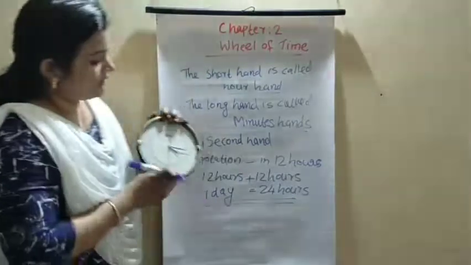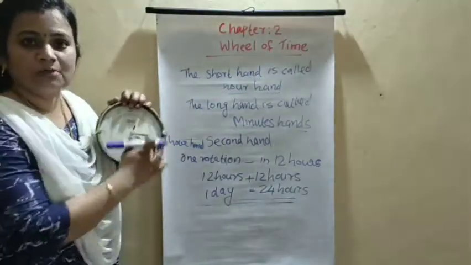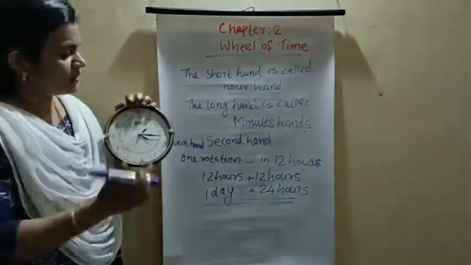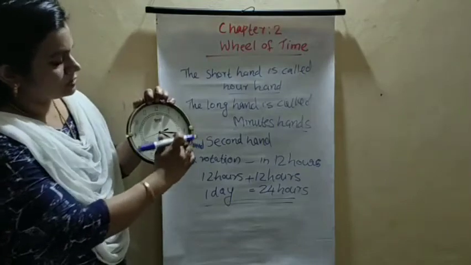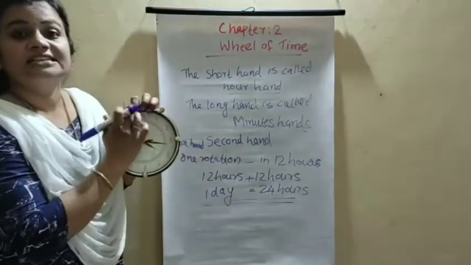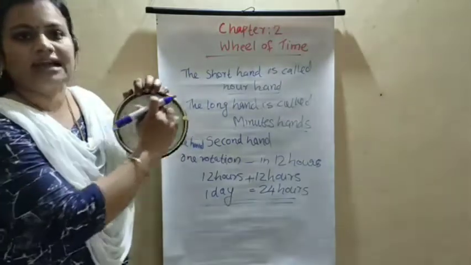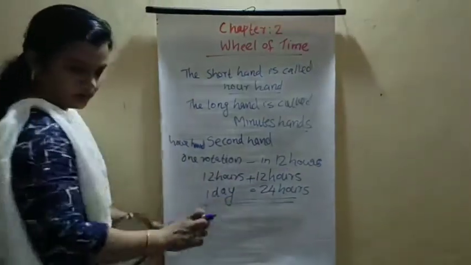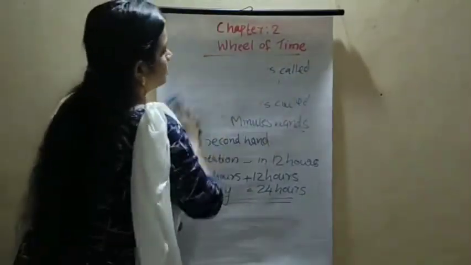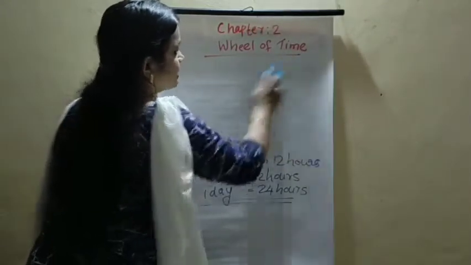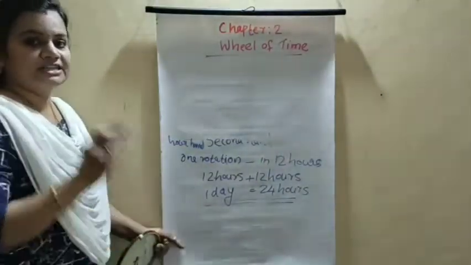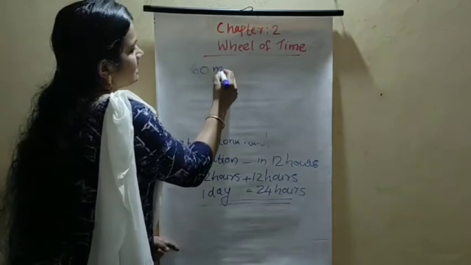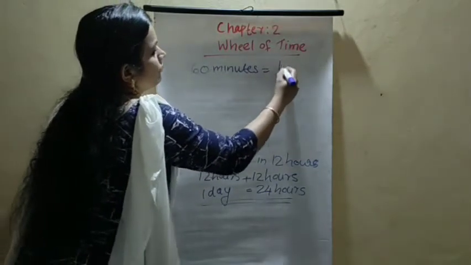Then in one rotation, how many smallest markings? How many small markings? 60 small marks. Already we have discussed that. So the minute hand completes one rotation in 60 minutes. So we can write 60 minutes equals 1 hour. Already discussed, the minute hand completes one rotation in 1 hour.